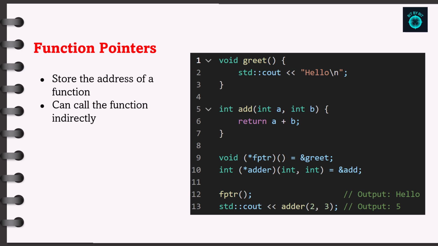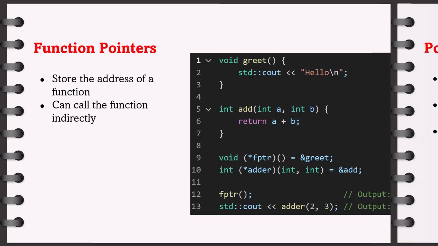In the second example, adder is a function pointer that takes two integers and returns an integer. We assign it the address of the add function. Calling adder with 2 and 3 returns 5. Function pointers are used in callbacks and flexible interfaces.